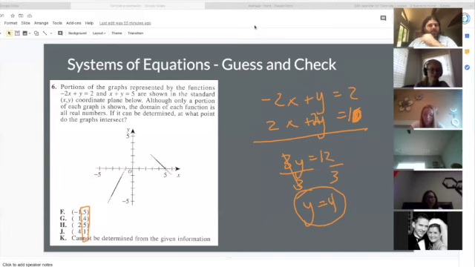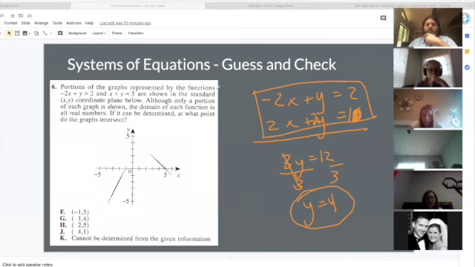Or to make myself sleep better at night, maybe I go back and plug it in. So the strategy is once you find the value of one of your variables, you pick an equation. It doesn't really matter which one. I actually think the original x plus y equals 5 would be the easiest. And you replace the variable that you just solved for with the number that you found it was.